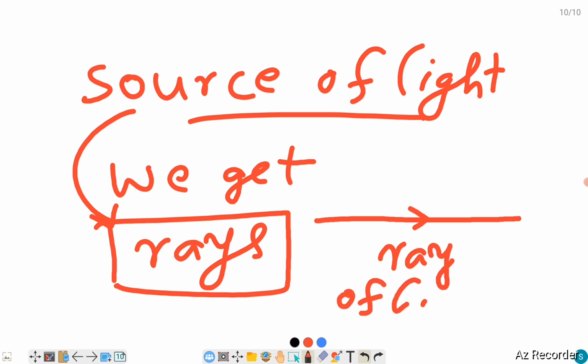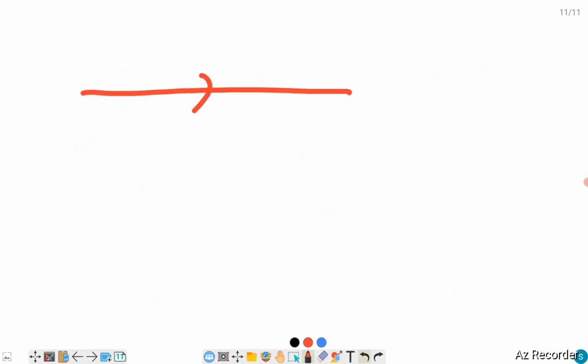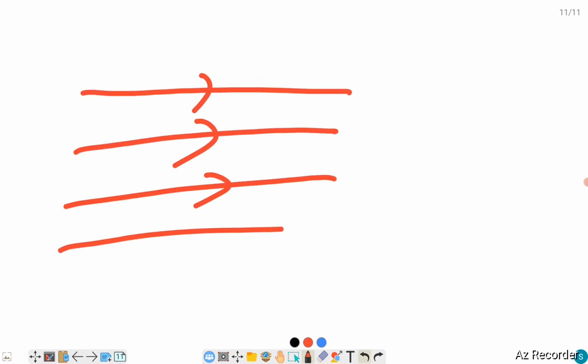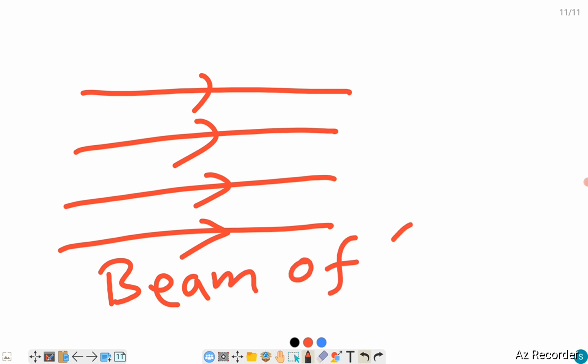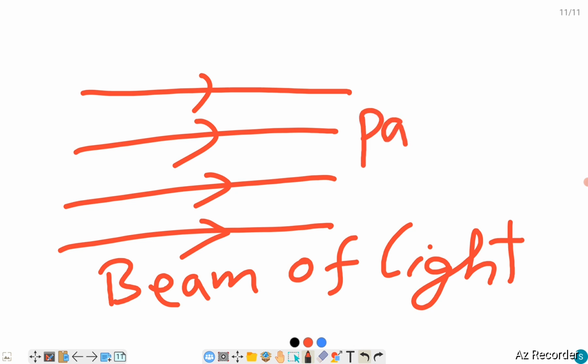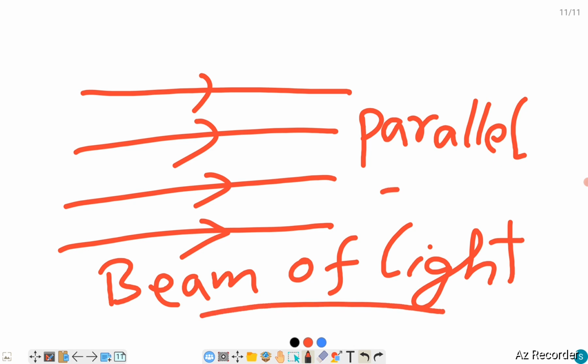this is called a ray of light. Okay. If you take a bundle of rays from the source of light, so many rays, then this bundle of rays of light is called a beam of light. Okay? In this beam of light, if the rays are parallel to each other, if you observe, I have taken 4 rays, all the rays are parallel to each other, then it is said to be a parallel beam of light. Understood?